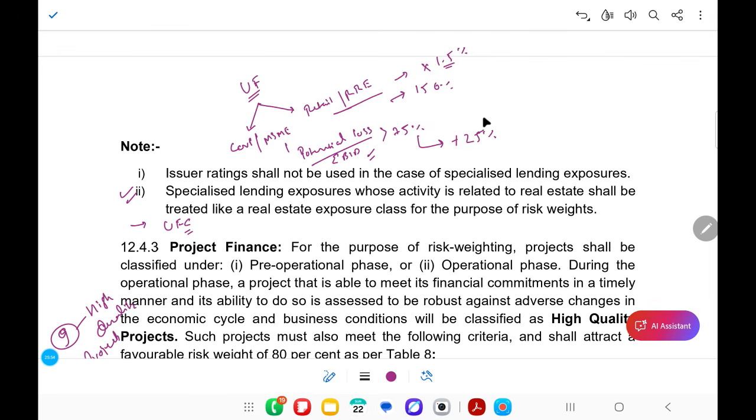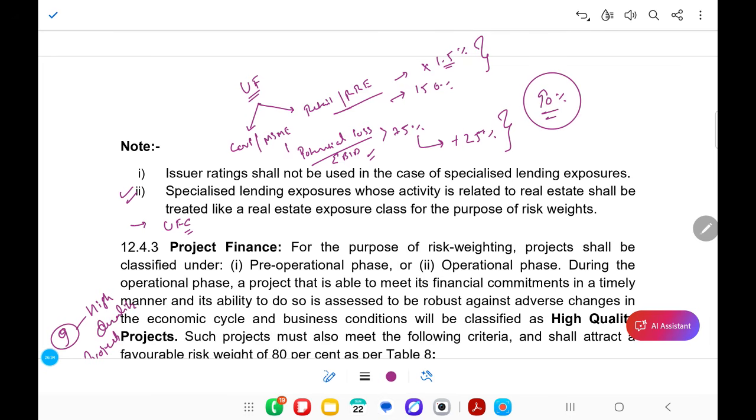Is there any way to avoid this penal risk weight percentage? Yes. These penal increases in risk weights are not applied if the exposure is adequately hedged. If you are hedging your exposure, through a natural hedge or any artificial hedge, the penal increase is not applied. But there is a condition that the hedge must cover at least 90% of the loan installment. So the 90% criterion is given.